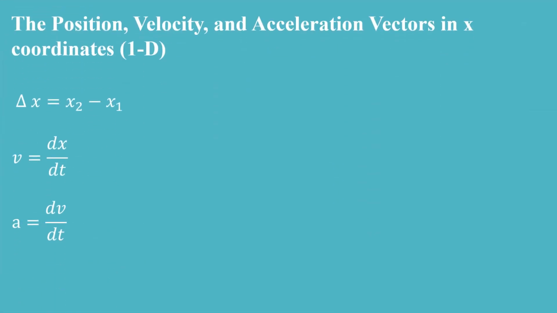Let me talk about position, velocity, and acceleration in one dimension first, which we all know about. Displacement is the final position minus the initial position, right? And then velocity is the displacement divided by the time interval, and acceleration is the change of velocity divided by the time interval, right?